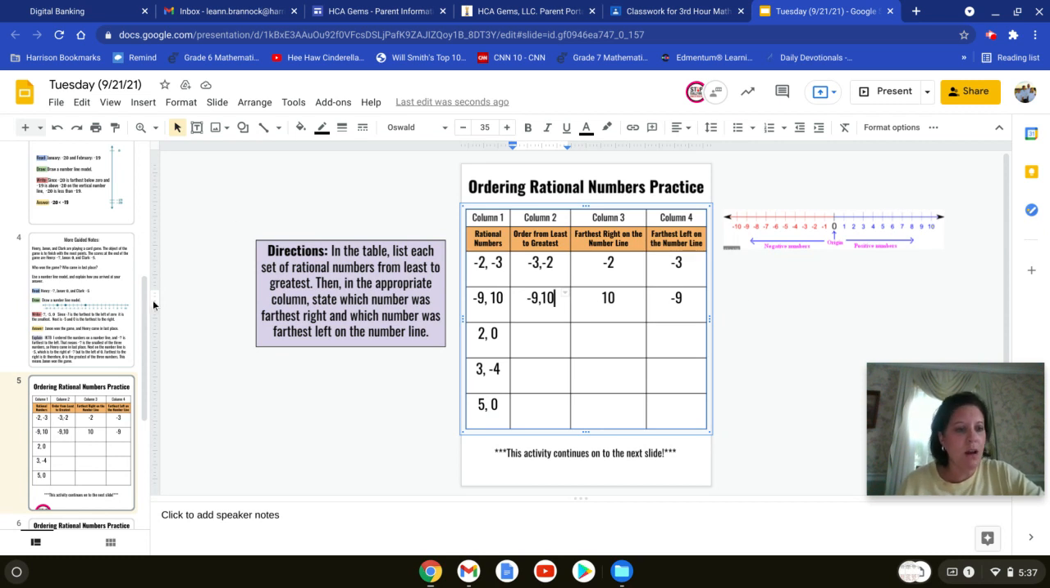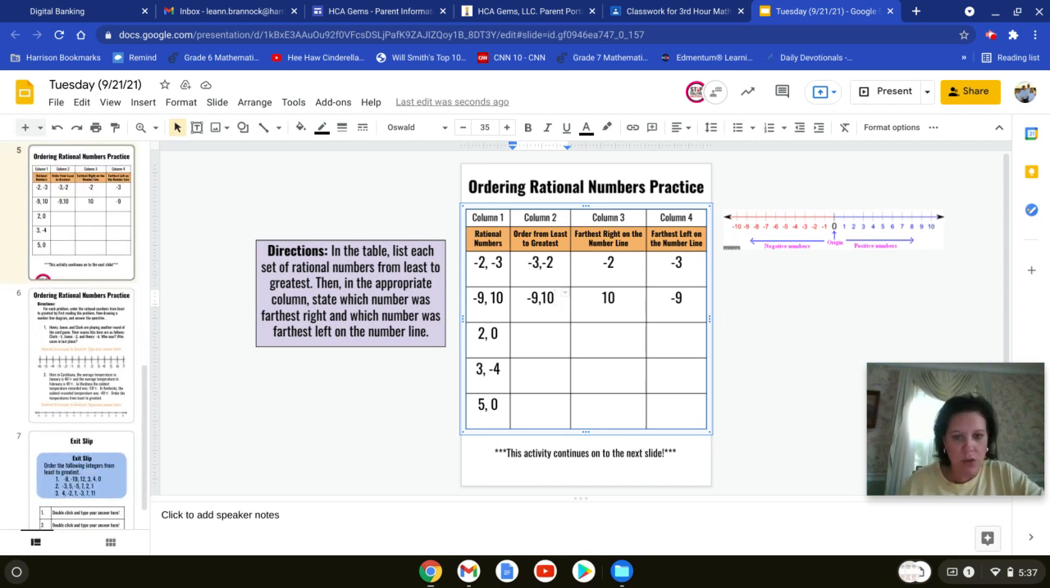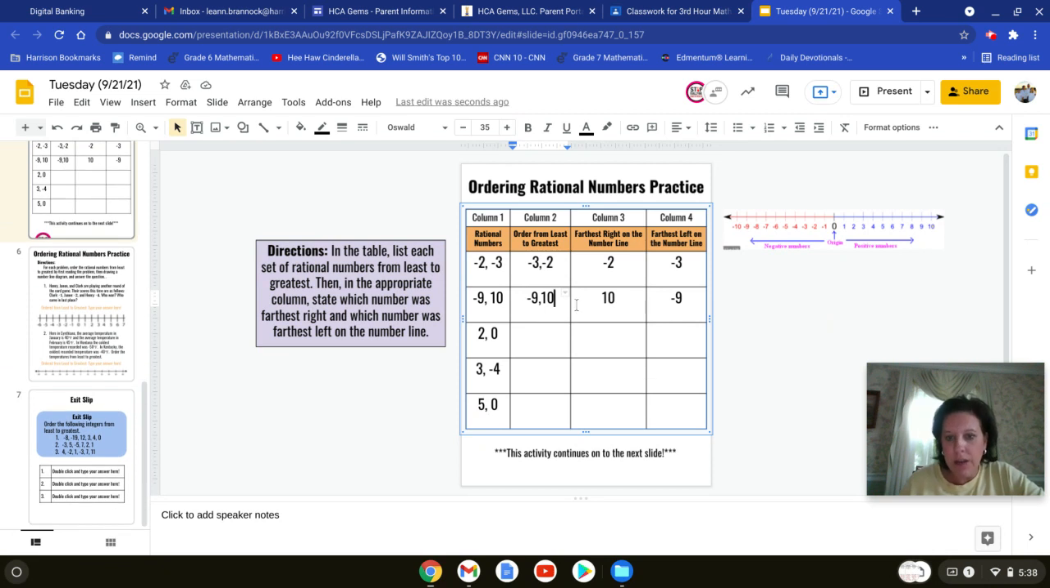So you can finish that column there, and finish the rest of those on your own just by thinking about how to put them in order using the number line up here if you need to.